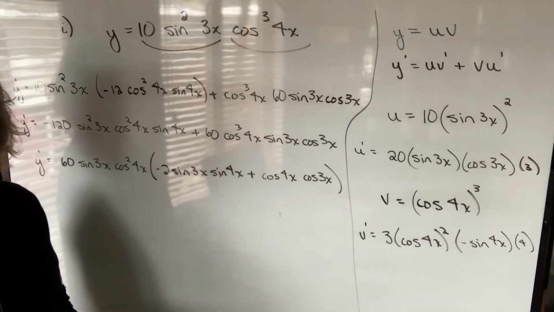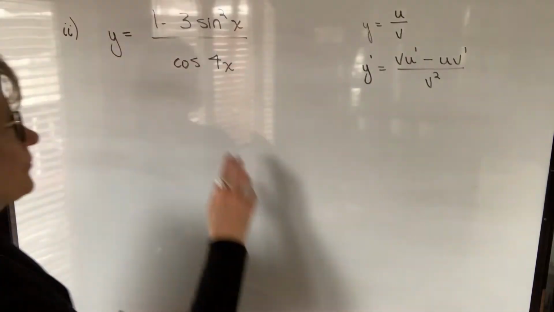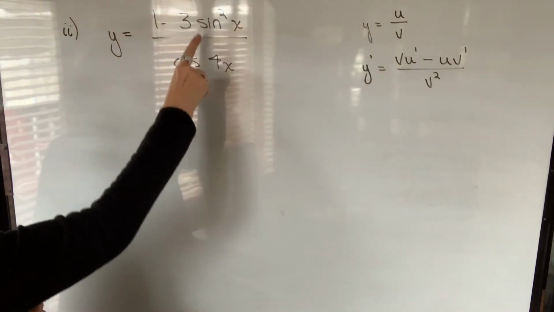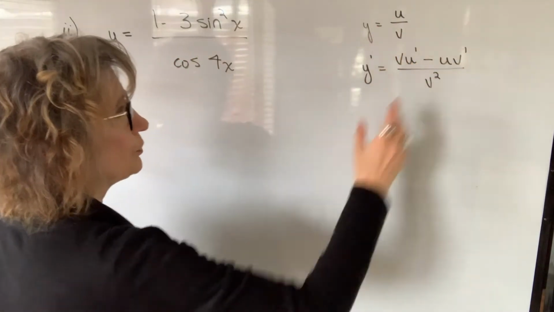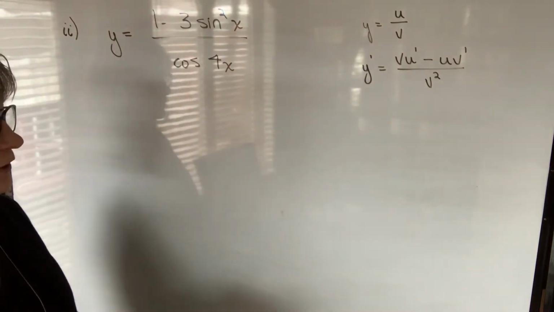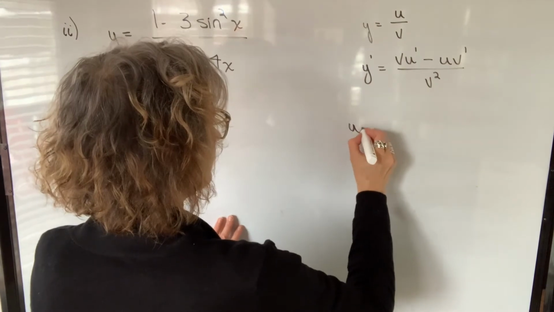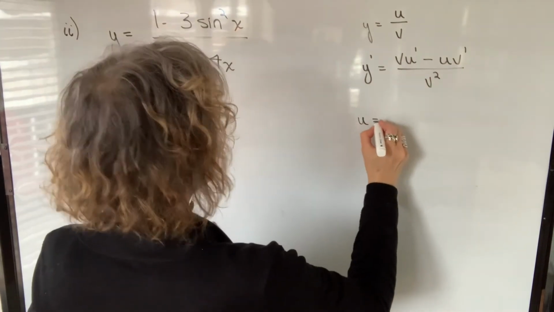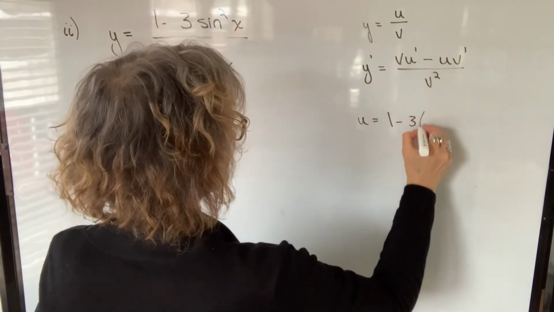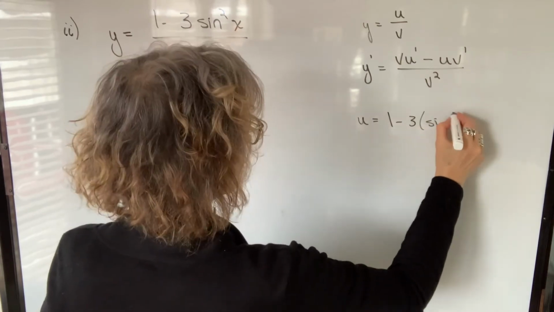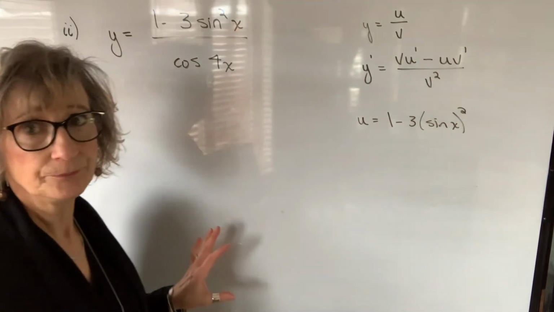Let's take a look at another example. In our next example, we have a quotient. So we want to know the quotient rule. Again, we can define our numerator, or u, and our denominator, v, and find the derivative of each. So u will be 1 minus 3 times, and I'm going to write it as sine of x squared so that you can see it's a power.